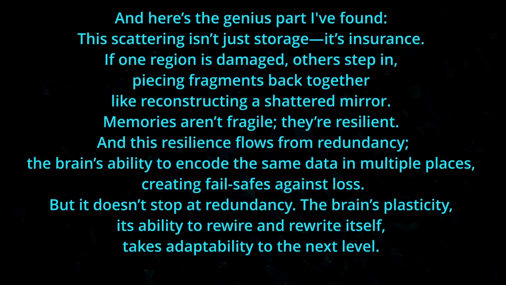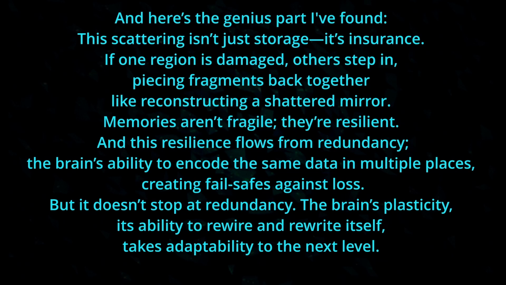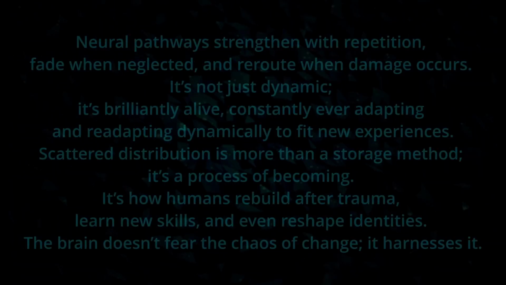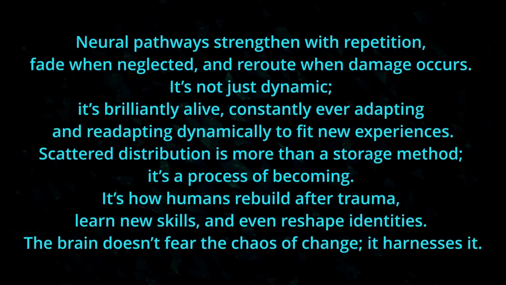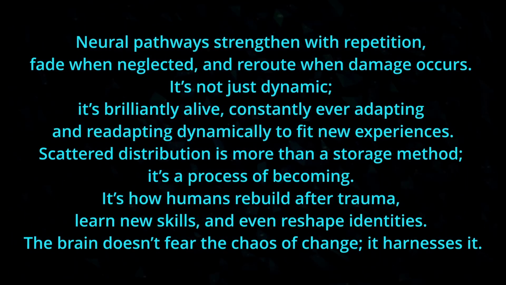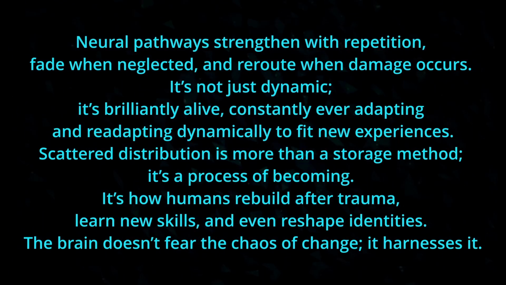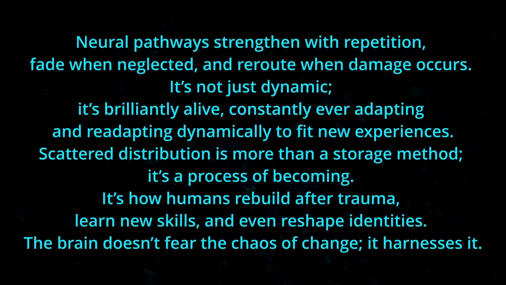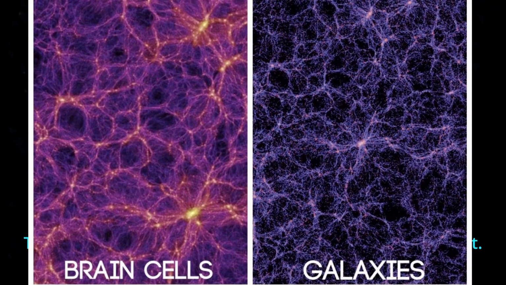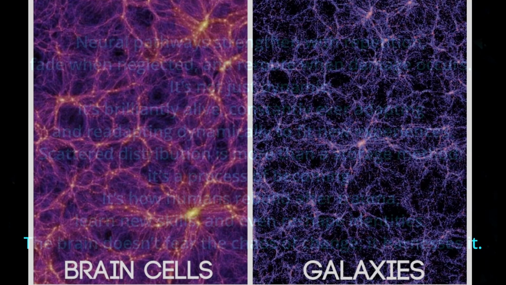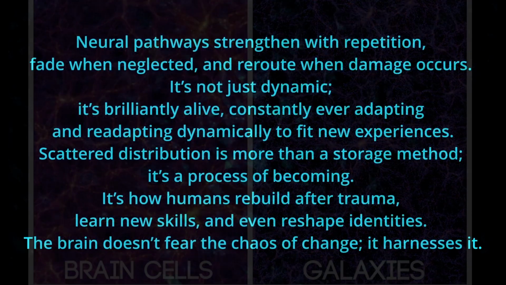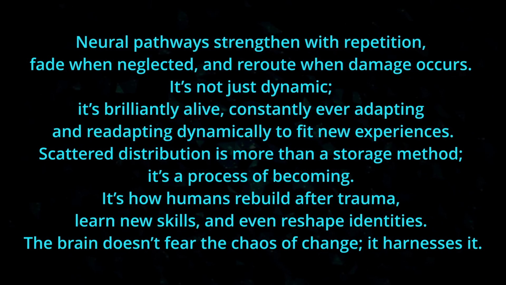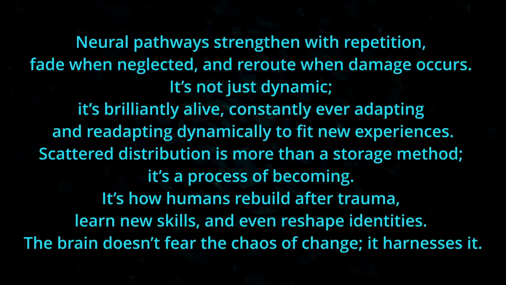But it doesn't stop at redundancy. The brain's plasticity, its ability to rewire and rewrite itself, takes adaptability to the next level. Neural pathways strengthen with repetition, fade when neglected, and reroute when damage occurs. It's not just dynamic, it's brilliantly alive, constantly adapting and readapting dynamically to fit new experiences. Scattered distribution is more than a storage method. It's a process of becoming. It's how humans rebuild after trauma, learn new skills, and even reshape identities. The brain doesn't fear the chaos of change. It harnesses it.